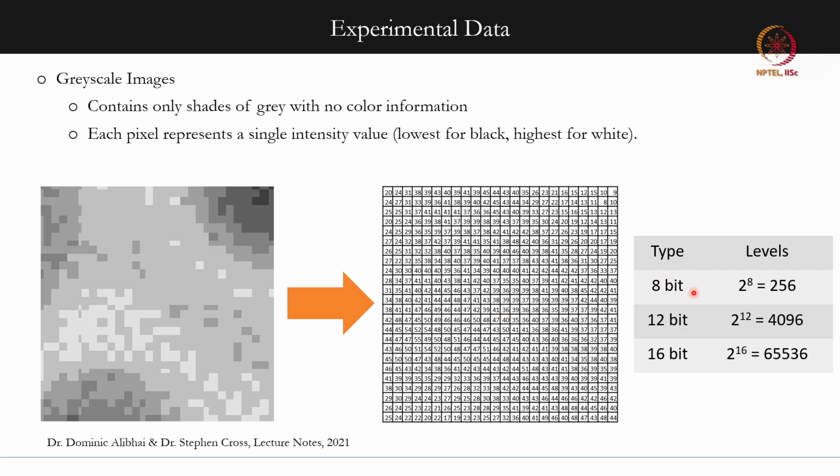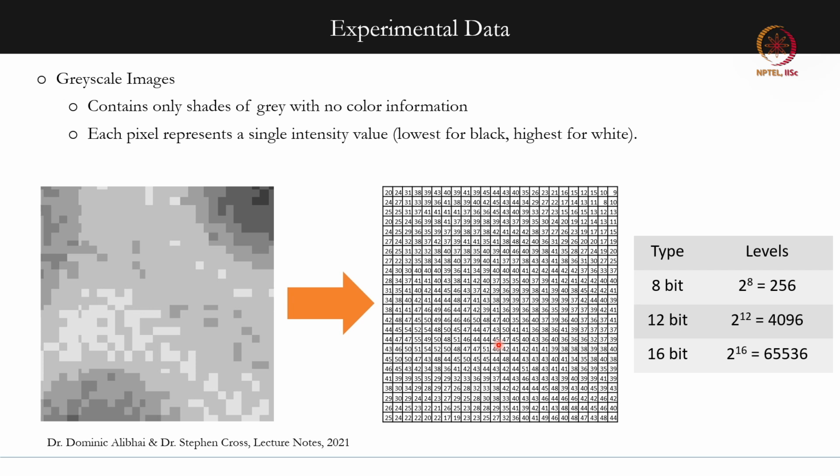For example, if we have an 8-bit image, the lowest intensity is assigned a value of 0 and that has black color, whereas the highest intensity is assigned a value of 255, which is 2 to the power of 8 minus 1, and that is assigned a color of white. So if the intensity lies between the highest and the lowest, it takes up a value between 0 and 255, and each number that you see here is representative of that intensity level.